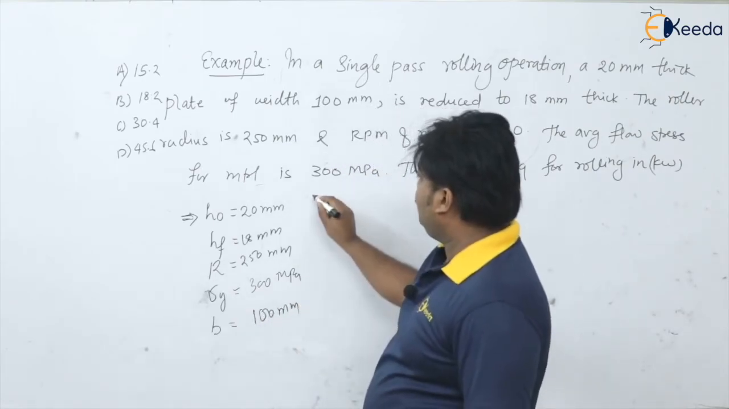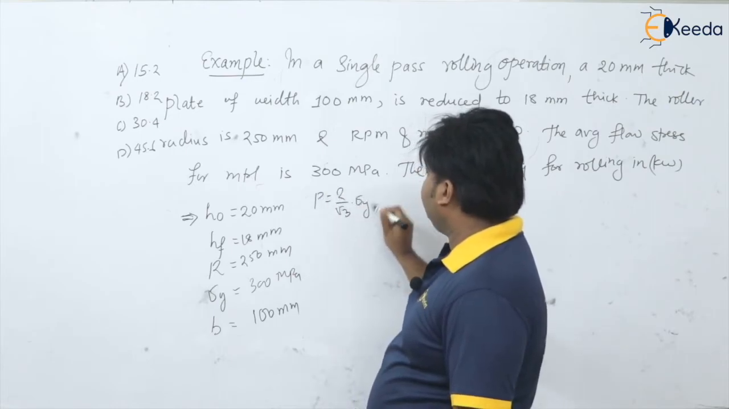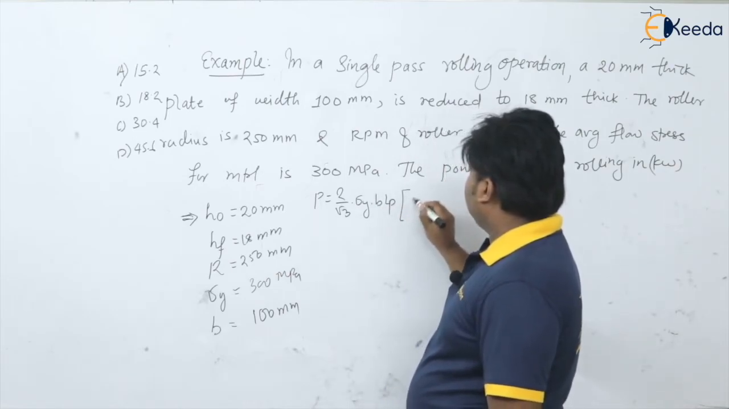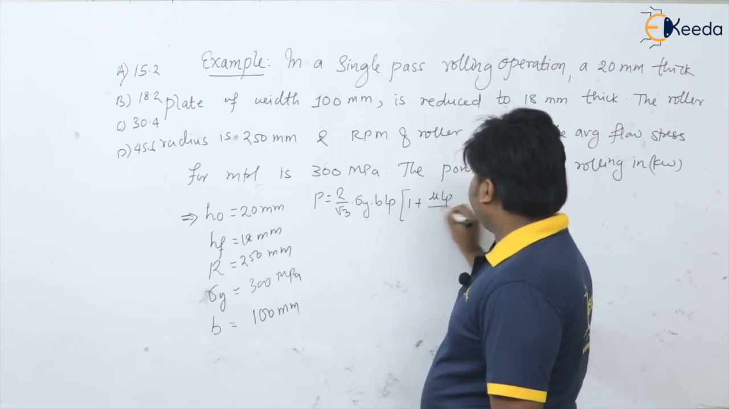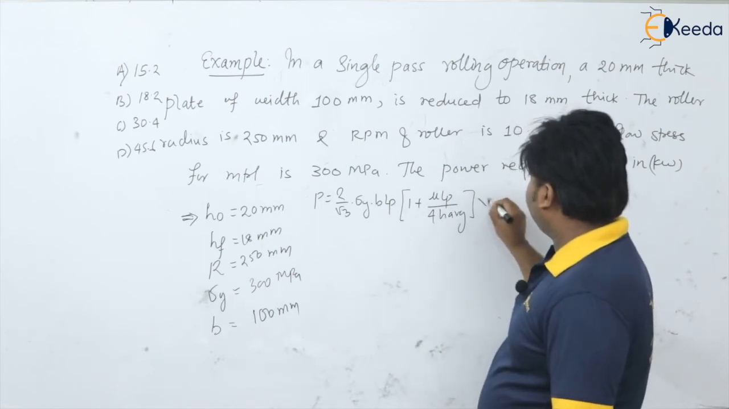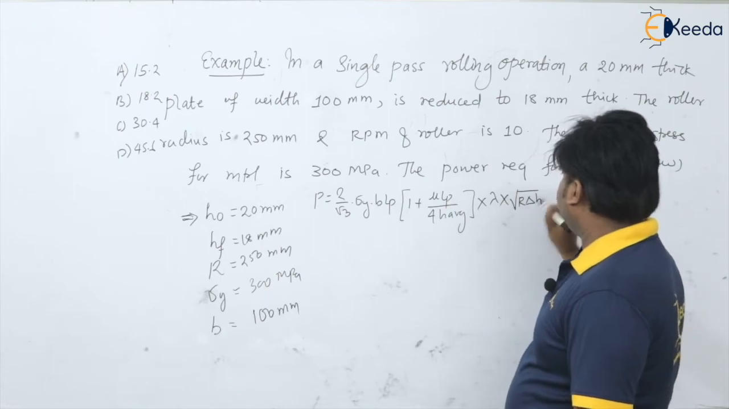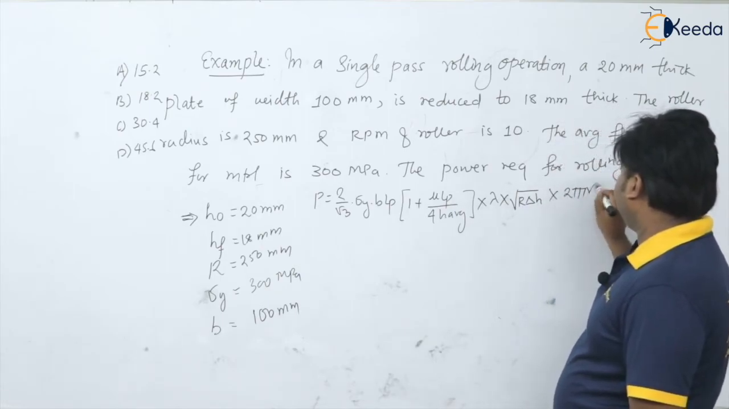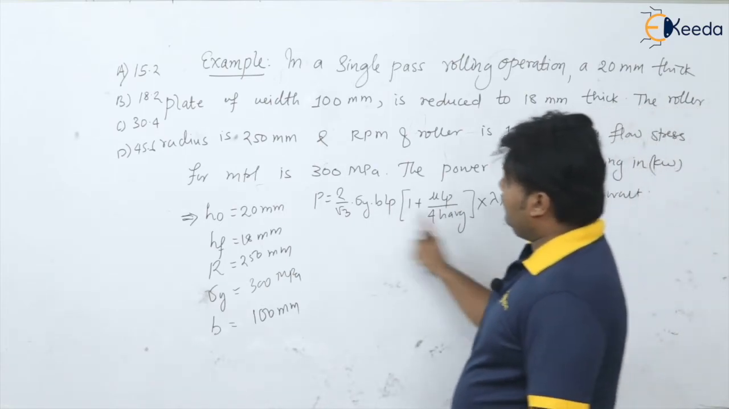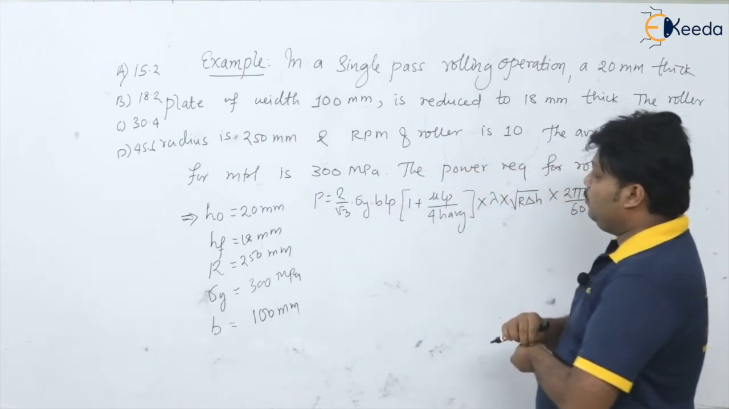So power, you know power. Power is equal to 2 by root 3 times sigma y times B LP into bracket 1 plus mu LP by 4H average into lambda times under root of R delta H into 2 pi N by 60 watts. And this is power per roller. If I multiply by 2, we will get the total power. Of course, this is not the power per roller, it is the total power.